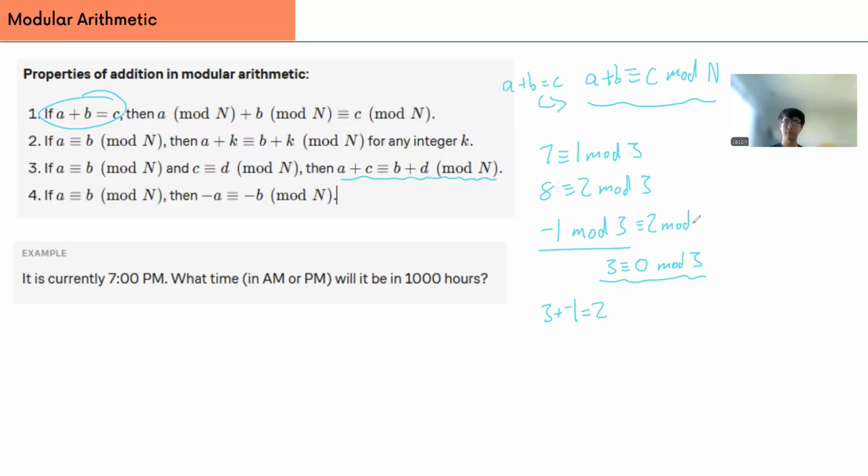So for example, if I wanted to ask you about -2 mod 7, you could say, okay, -2 mod 7 is simply 5 mod 7.